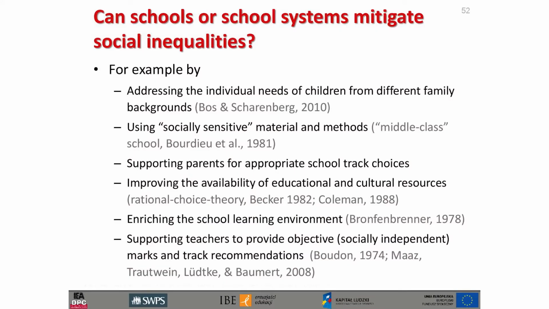How can school contradict those two effects, and how can school improve on that, on the last topic here? For example, by addressing the individual needs of children from different family backgrounds, by using socially sensitive material and methods, by supporting parents for appropriate school track choices, by improving the availability of educational and cultural resources, especially, of course, for children from disadvantaged backgrounds, enriching the school learning environments, supporting teachers to provide objective and socially independent marks and track recommendations, which is really a challenge sometimes.